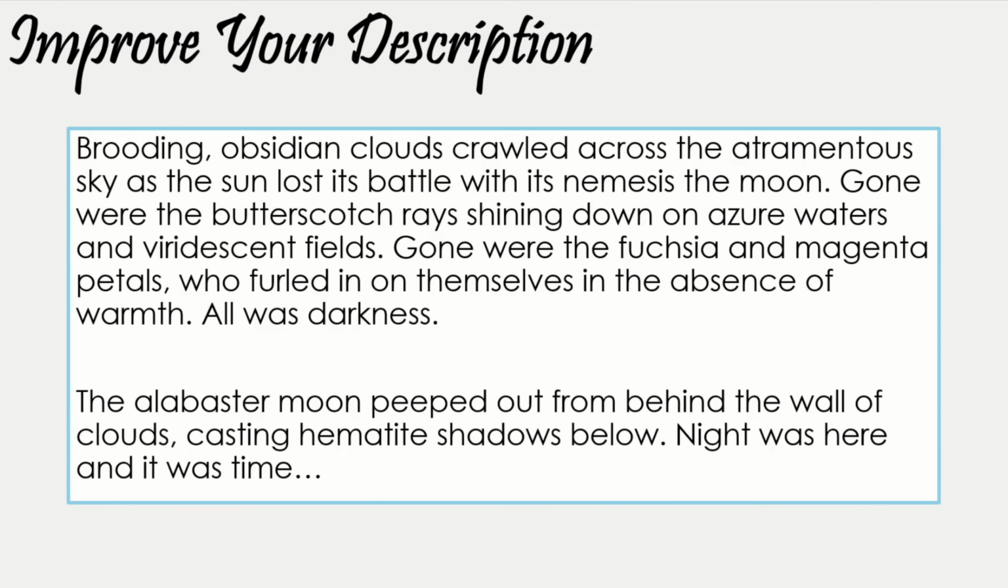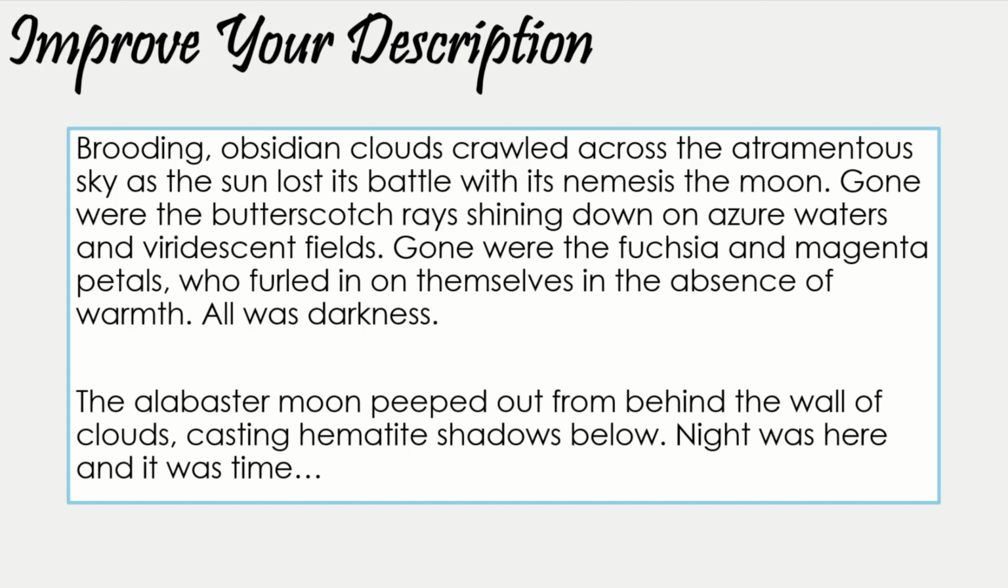Now, when you upgrade your colour vocabulary, you can really make a difference to your descriptive skills. For example, if you're opening your story with a description of the setting, you could use a few of the words from today's video and write something like, brooding obsidian clouds crawled across the atramentus sky as the sun lost its battle with its nemesis the moon.